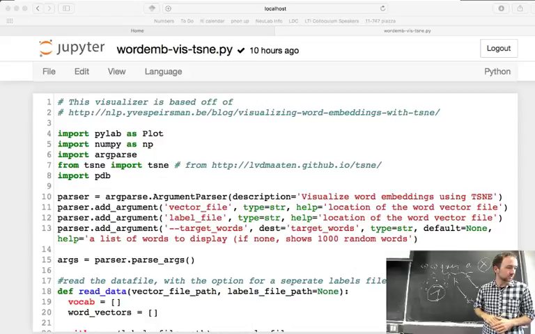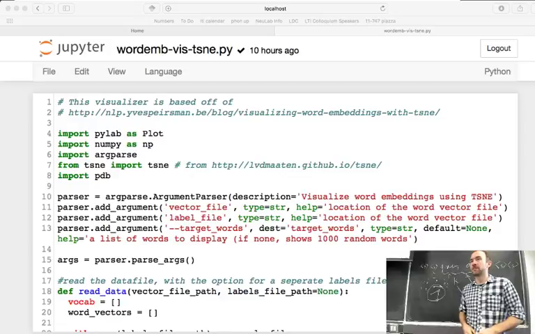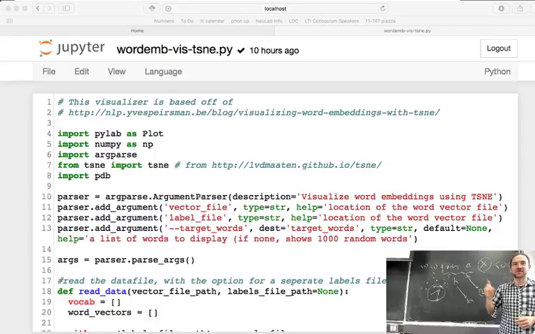So, any questions about this? Is it too expensive? Yes, the downside is that it increases your parameter space. Yes, that's the downside.